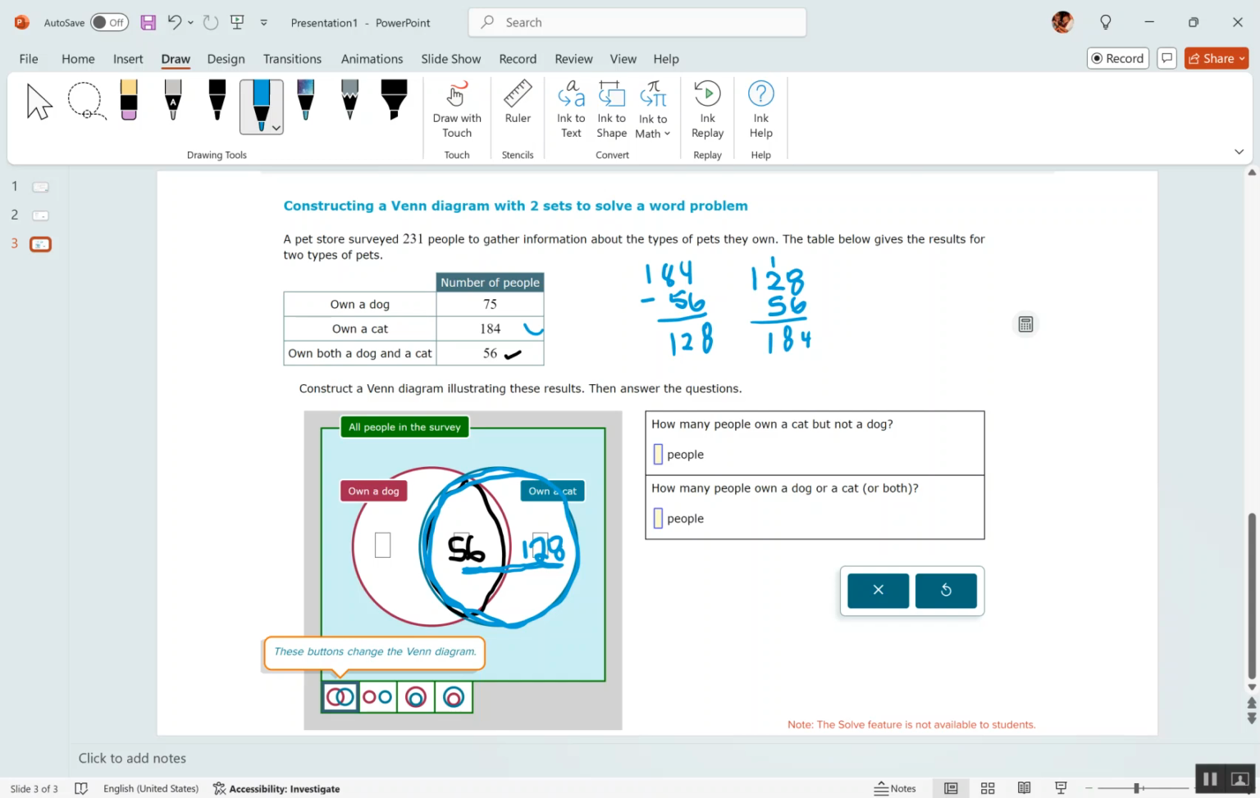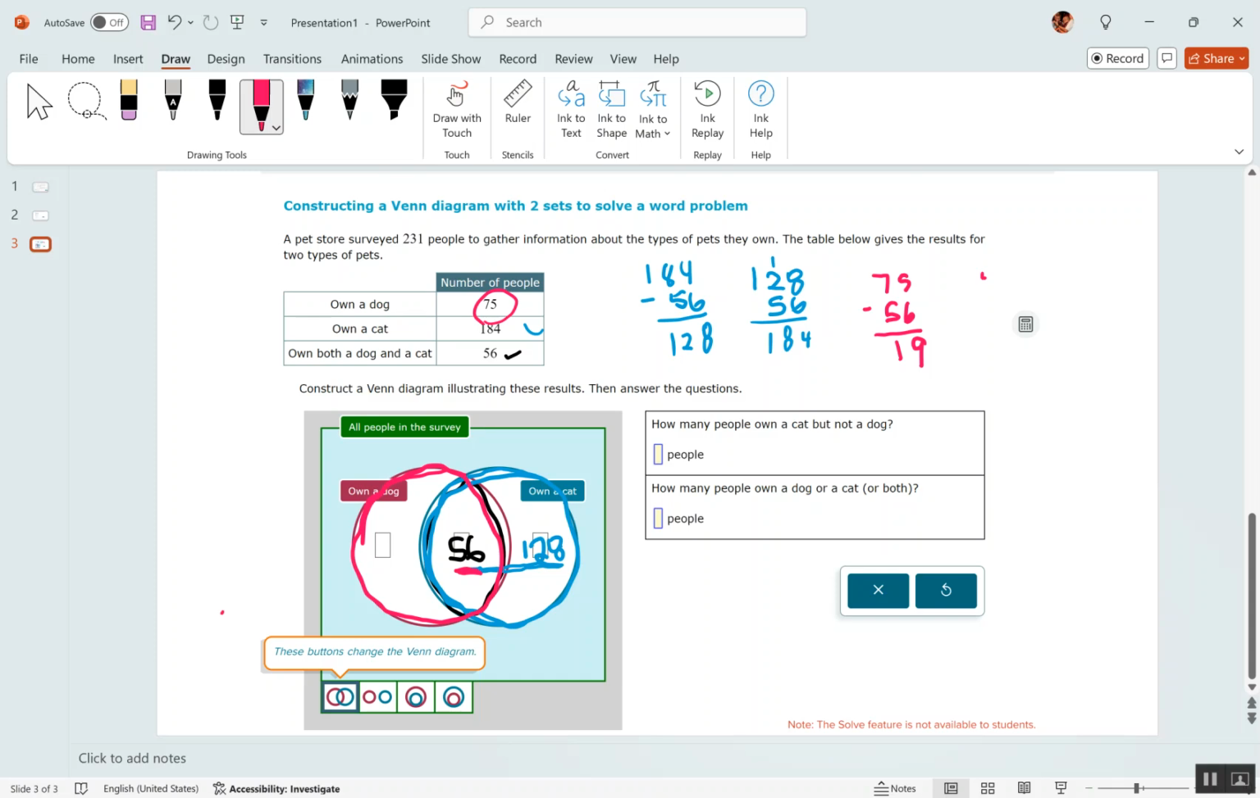Okay. Now I'm going to work on the red circle, the people that own a dog. So here's the red circle. This whole red circle needs to be 75, but 56 of them are in this half of the circle, so I have to figure out what's in the other half of the circle. So the total is 75 minus the 56 that are already used up in the middle. That's a 9, and 6 minus 5 is 1.